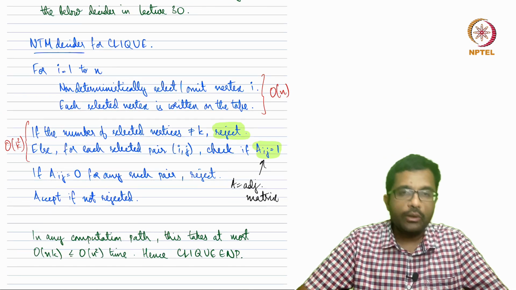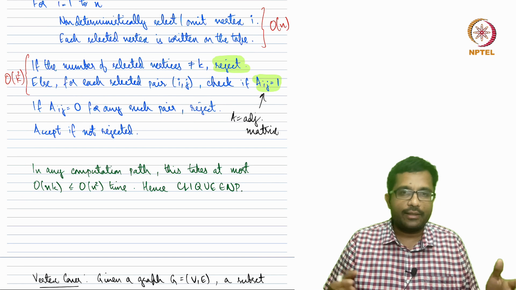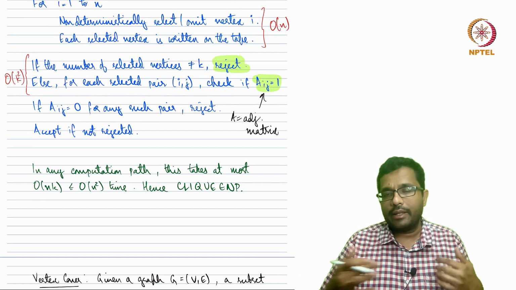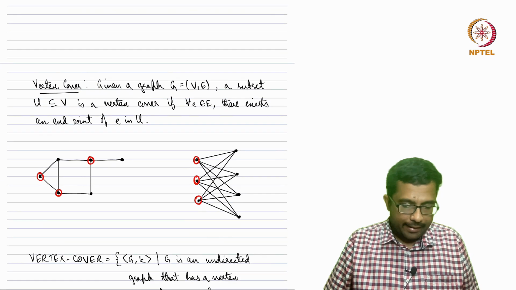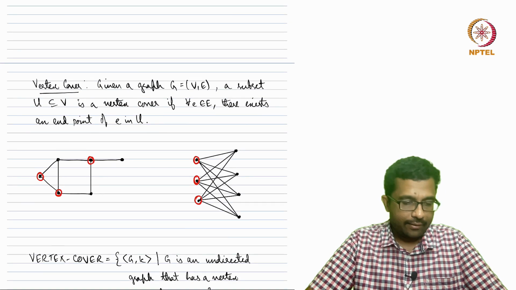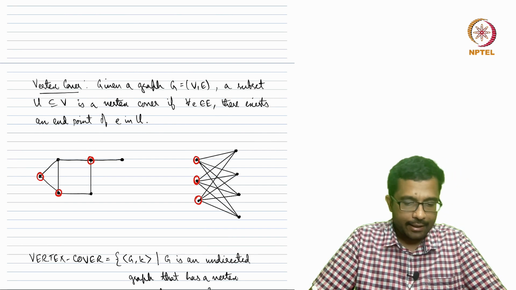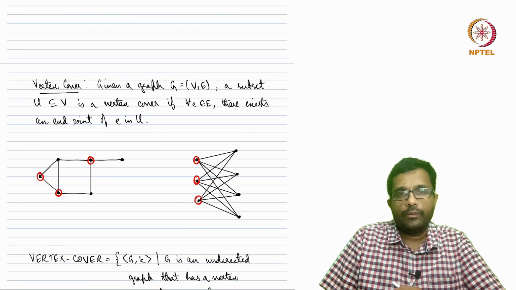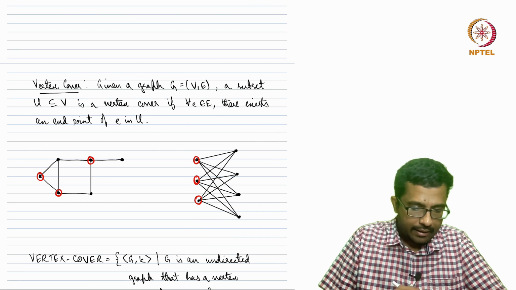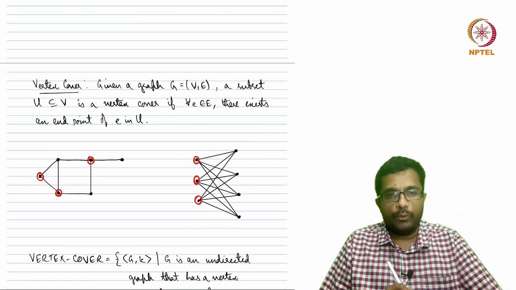Now if we want to show a new language is NP complete, we can reduce from clique. We can add clique to the arsenal of languages that we have, so that we can reduce from clique, right? The next thing is vertex cover. What is vertex cover? In an undirected graph, a vertex cover is a subset U of vertices such that for all the edges, one of the endpoints is in U, right?